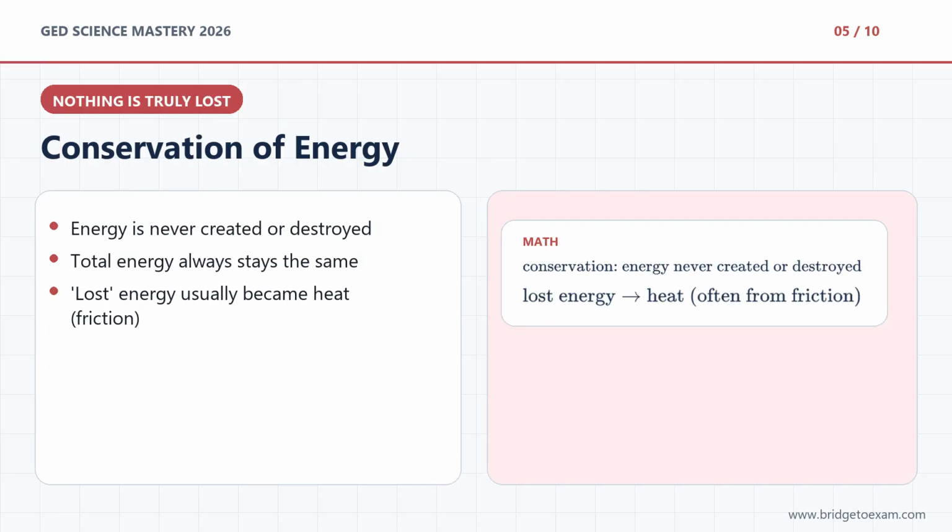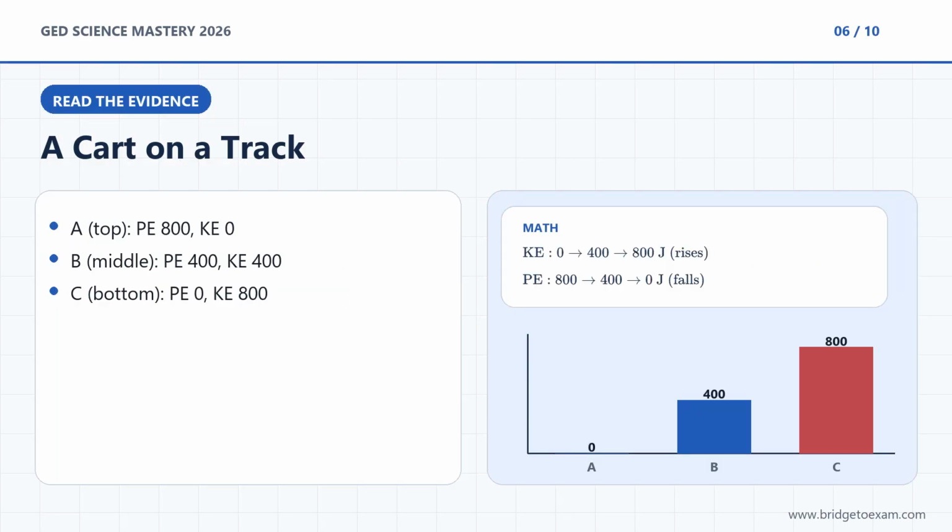Now the headline law, the conservation of energy. It says energy is never created and never destroyed, it only transforms from one form to another. So the total amount of energy always stays the same. But wait. When a moving cart slows down and stops, where did its energy go? It was not destroyed. It usually became heat, produced by friction, the rubbing between surfaces. That heat spread out into the surroundings. So energy that seems to vanish has almost always just turned into heat. Nothing is truly lost.